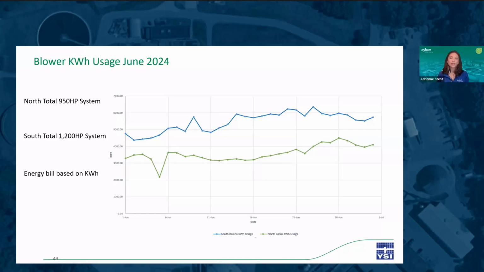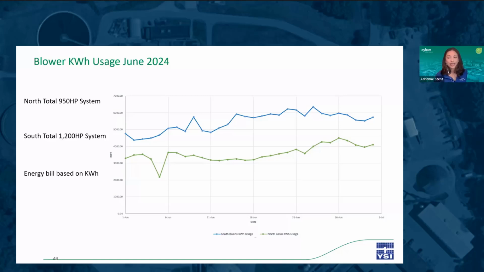Kilowatts, like horsepower, is a measure of power. And what we're looking at here is kilowatt hours, a unit of energy consumption, measuring the amount of energy used by the blowers over time. This data was pulled off the SCADA system, as each blower reports out its total kilowatt hours daily. Kilowatt hours is important because it's what energy bills are based on, typically charged at X amount per kilowatt hour.